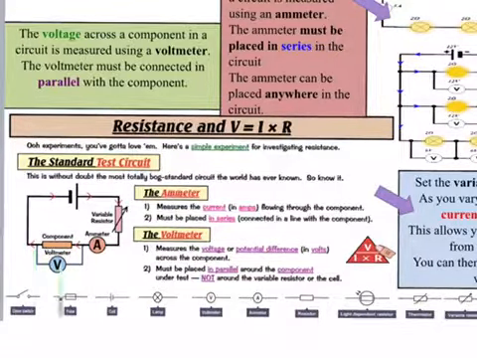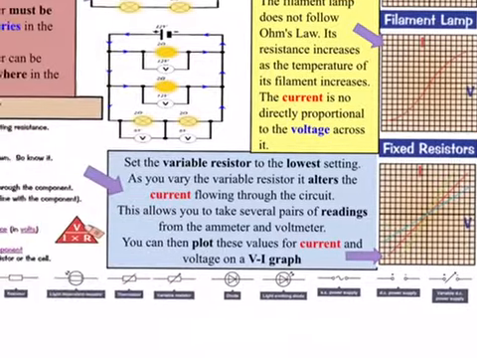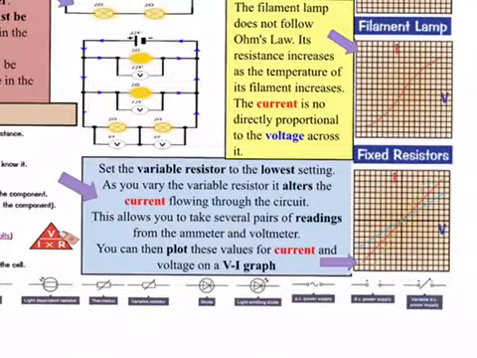And they've put a voltmeter over it, and they've put an ammeter in series. Look, so they've got one over the component, and the ammeter in series there, and then they're going to adjust the variable resistor to see what these components do. So, for example, if this was a fixed resistor, we've got the graph for the fixed resistor here. First of all, we'd set the variable resistor to the lower setting, or the higher setting, it doesn't matter.